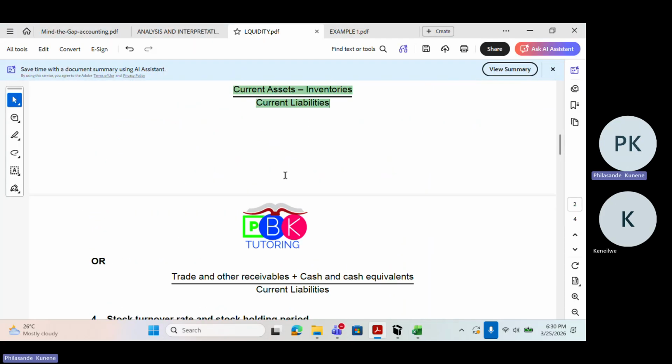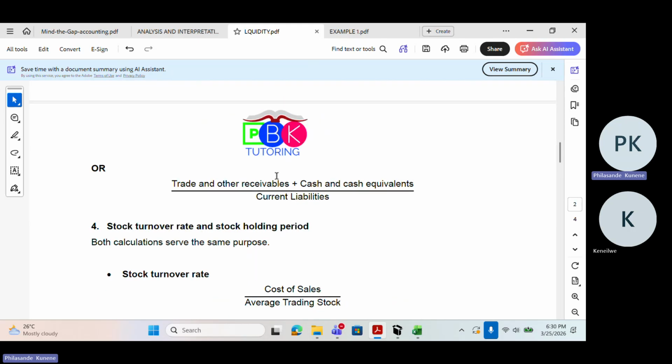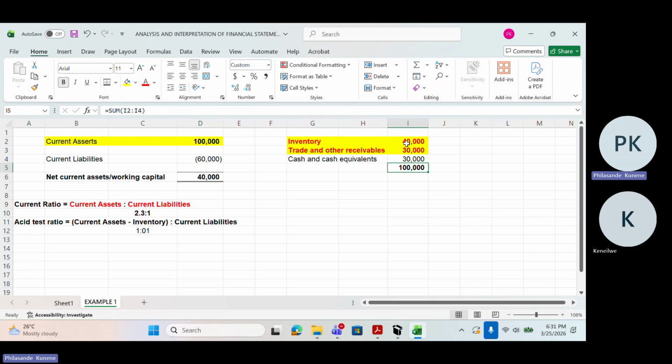There is another one. The formula here is current assets minus inventories, or you can say trade and other receivables plus cash and cash equivalents, and then it's to current liabilities. So it's up to you. Either you take the total and subtract the stock, or you just add the two amounts and remove your trading stock.